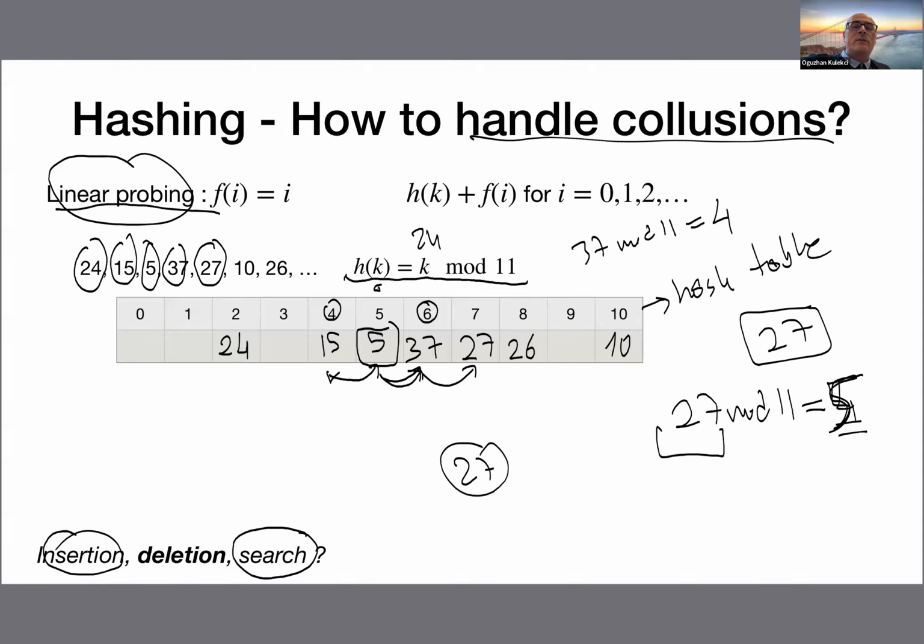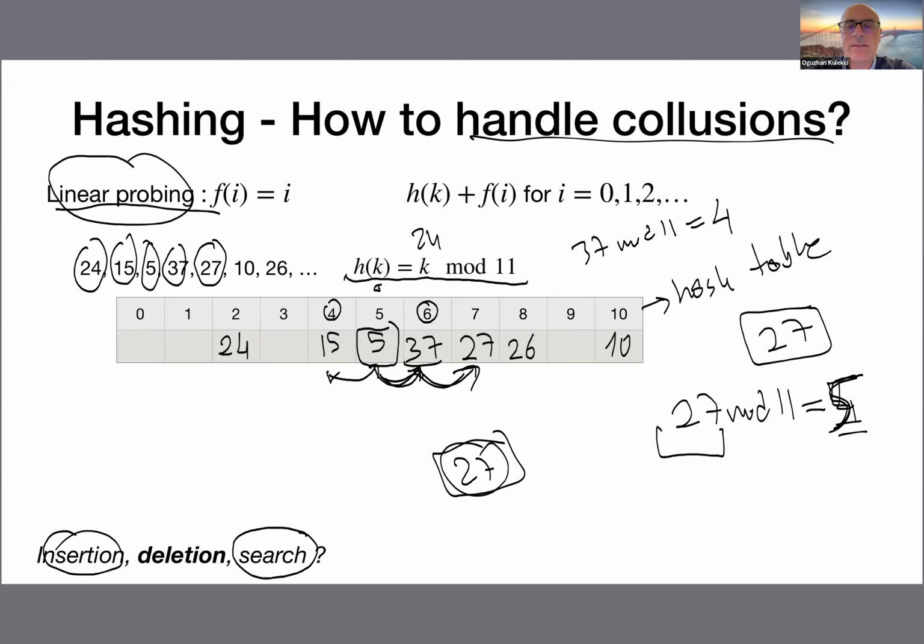And you go there and you see there is 37. Can you stop? No, you cannot, because maybe at the time of the insertion, position 6 was already occupied, so we check position 7. So you keep checking next positions until you hit the value or you hit something that is not there, a vacant position.